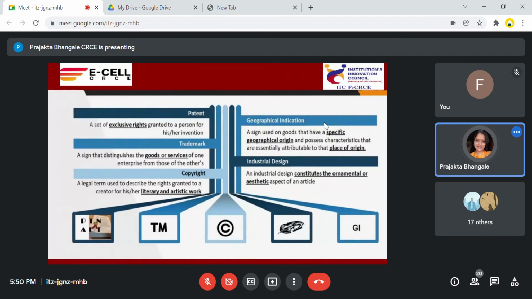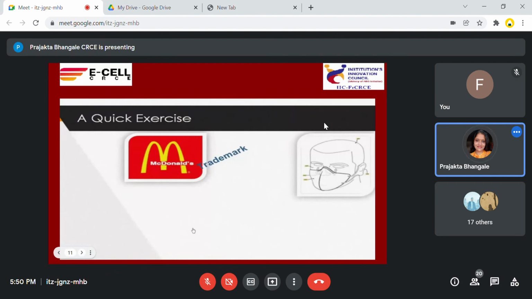So just, if you are sleeping, just one exercise for your brain. I just want you to give me the answer. You can give it in the chat box also. Please be active and just answer. It is very easy. Can you see the M over here? Whose sign is this? McDonald's.